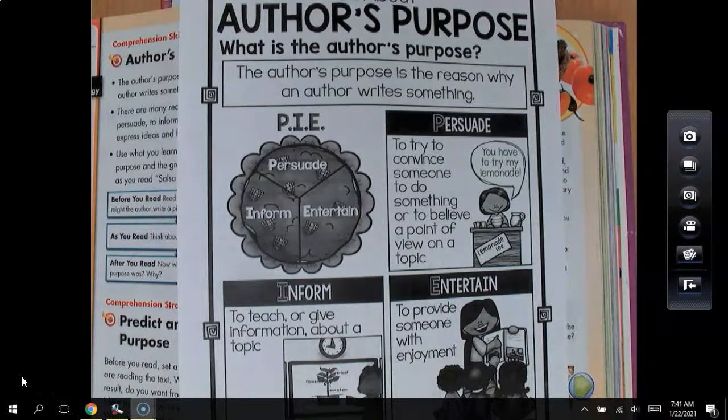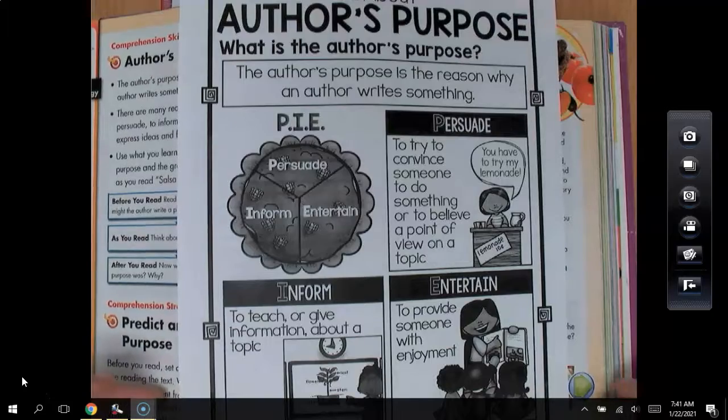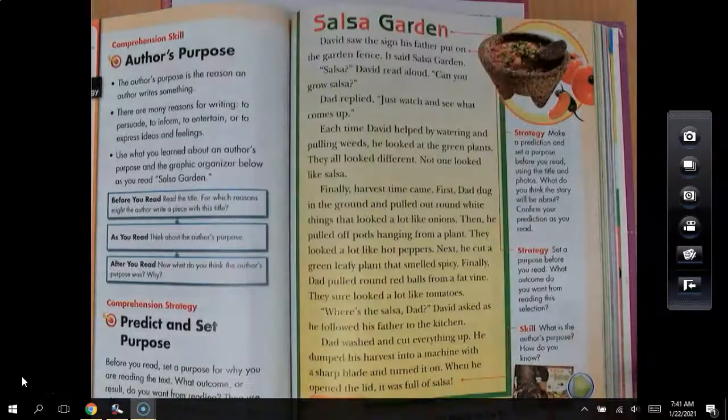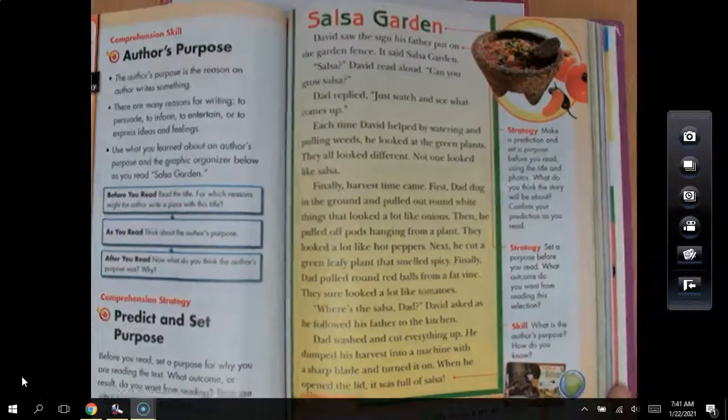So when you think of author's purpose, the author has to have a reason as to why they're writing their story. Think of pie. Authors love pie. Persuade, inform, entertain. Okay, boys and girls, I need you to open your books to page 305. So go ahead and open your books to page 305.